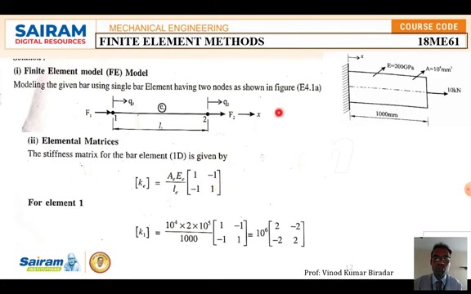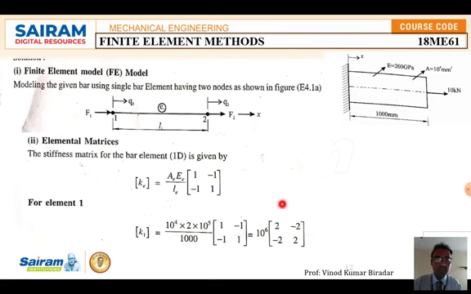Since in the given problem only one element is there, for one element, K1, where the superscript stands for element 1, is equal to area 10 to the power of 4, Young's modulus 2 into 10 to the power of 5, divided by 1000, times the matrix 1 minus 1, minus 1 1. You simplify this and you get 10 to the power of 6 into 2, then multiply inside: 10 to the power of 6 times the matrix 2 minus 2, minus 2 2.